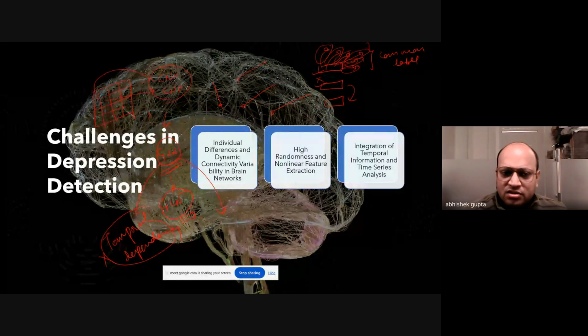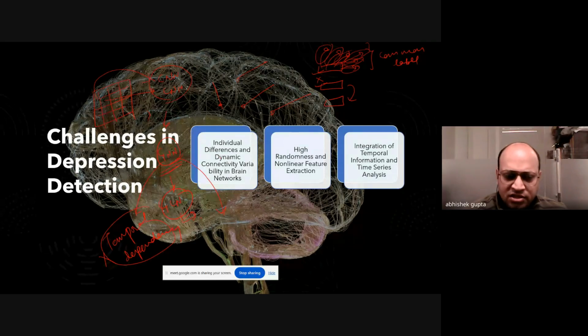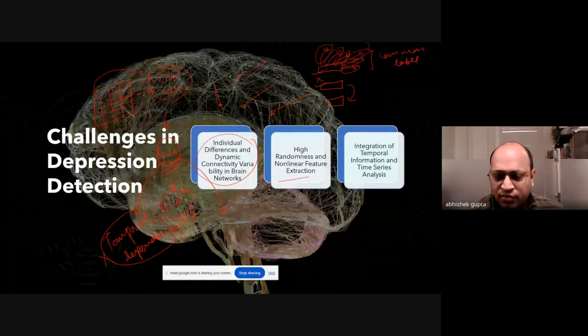Now, discussing finally the challenges in differential detection. The first one is individual differences and dynamic connectivity between the brain networks. That is a challenge. And as we know, EEG is an electric signal, so high randomness and nonlinear feature extraction is also a challenge.